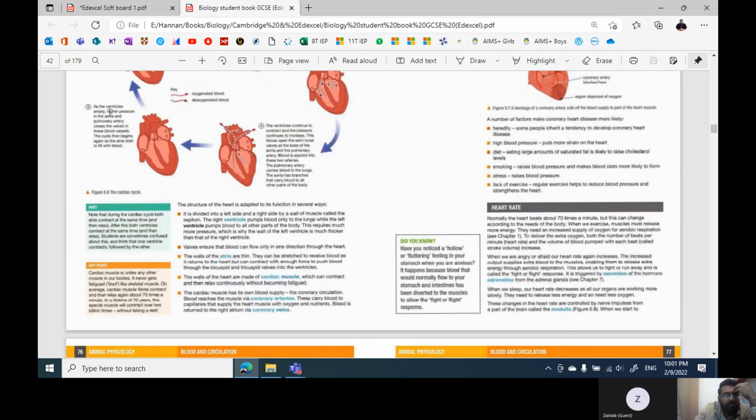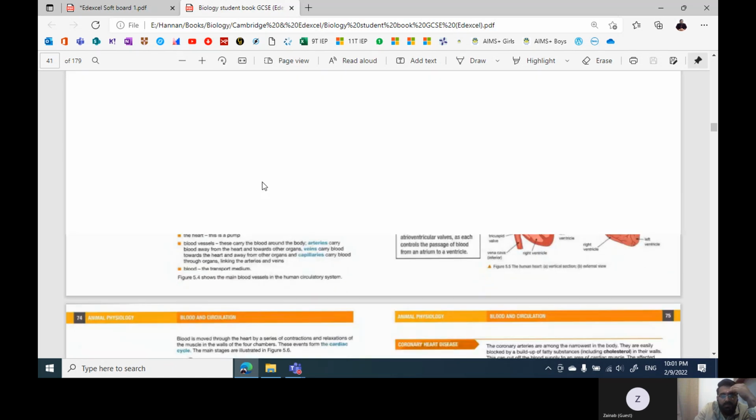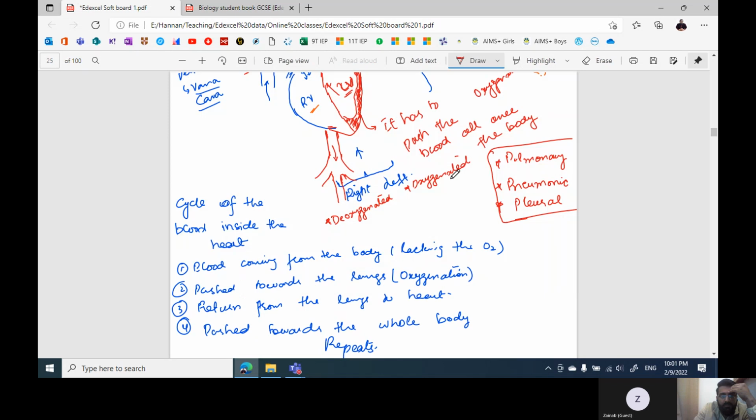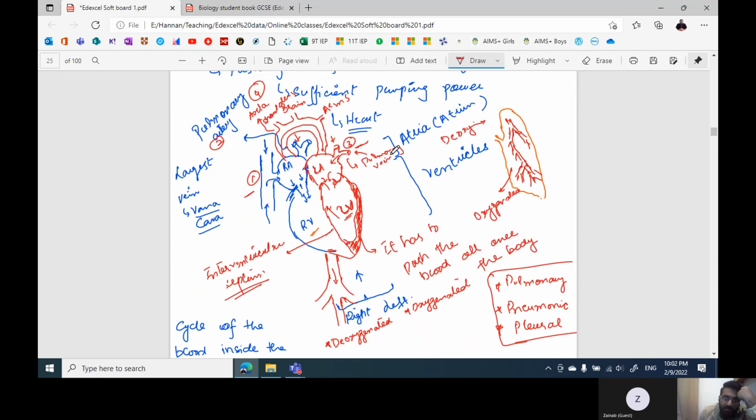This is the whole cycle given here: ventricles empty, high pressure in the aorta, and then the walls of the atria contract. It is like this. Let me mention one more very important thing in my own diagram. This wall between these two ventricles is known as the interventricular septum. Septum means wall. Interventricular means between both ventricles.